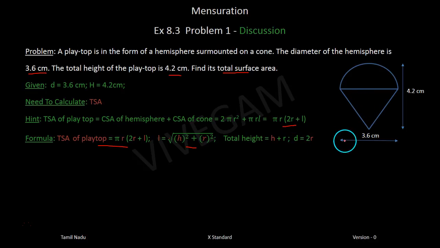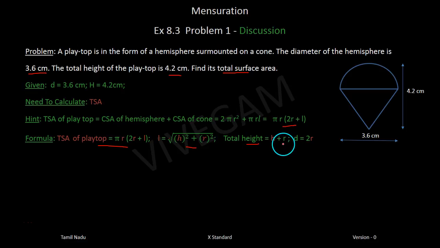The diameter 3.6 centimeters is equal to 2r. So from this, d is known, r can be calculated. Once r is known, you can calculate the height. Once you know height, you can calculate slant height because h and r are known. Once you know h and r, you can calculate TSA of the plate top.